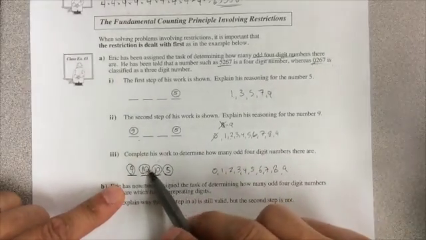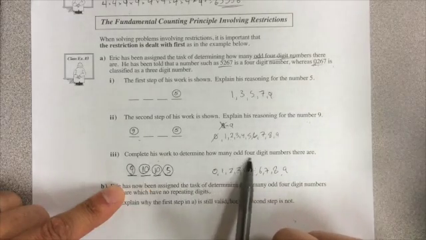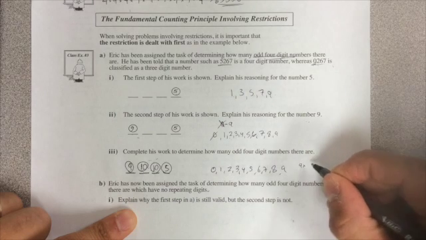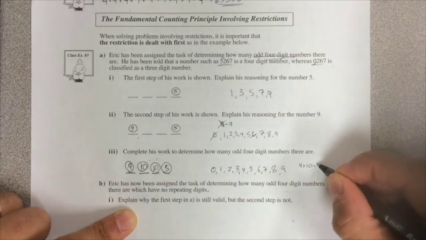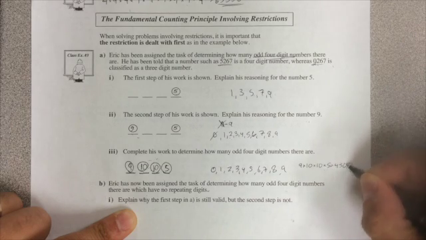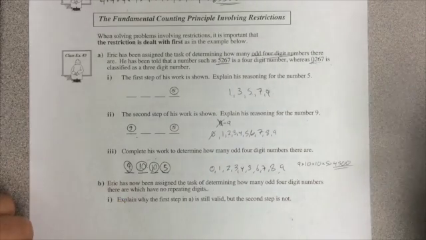And if we think about how many odd 4-digit numbers there are going to be, all we have to do is go 9 times 10, 90 times 10, 900 times 5, 4,500. All right, that's how many odd 4-digit numbers there are going to be.